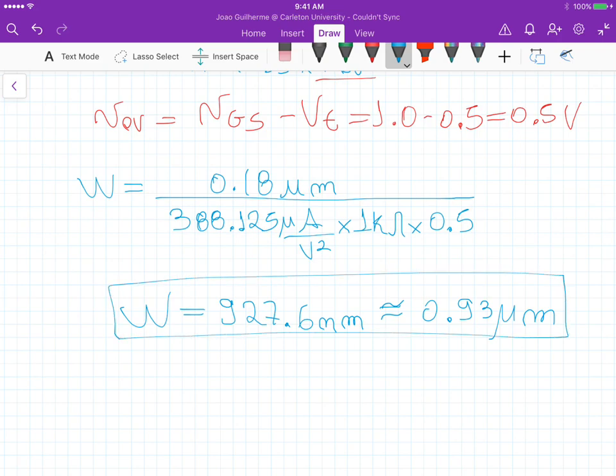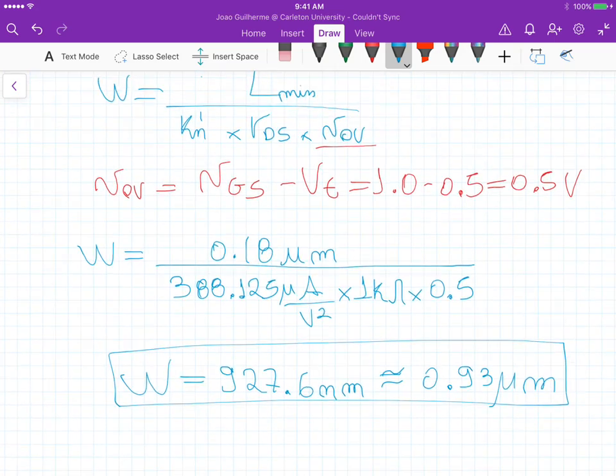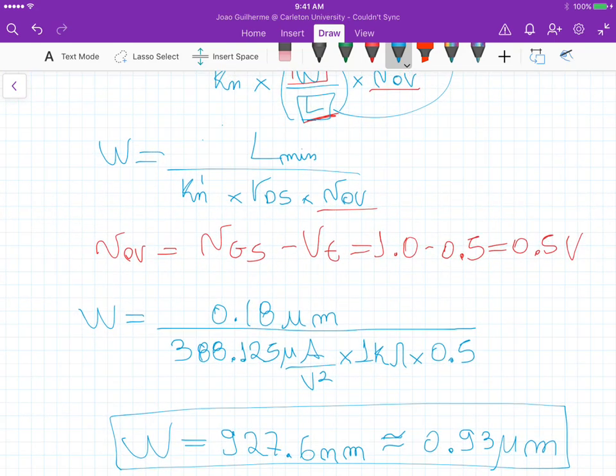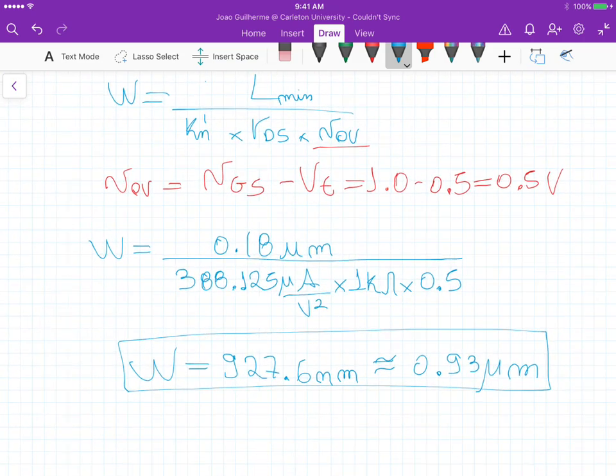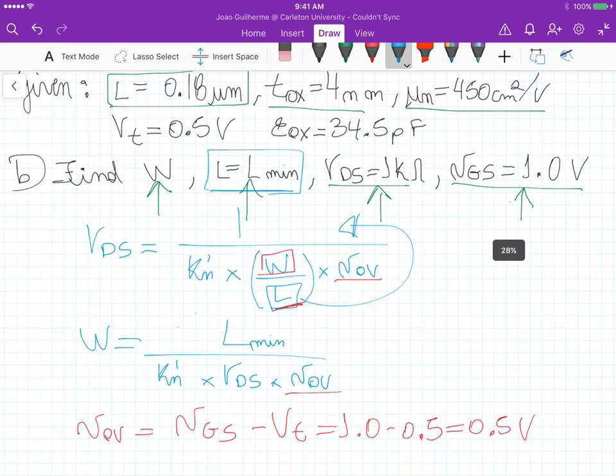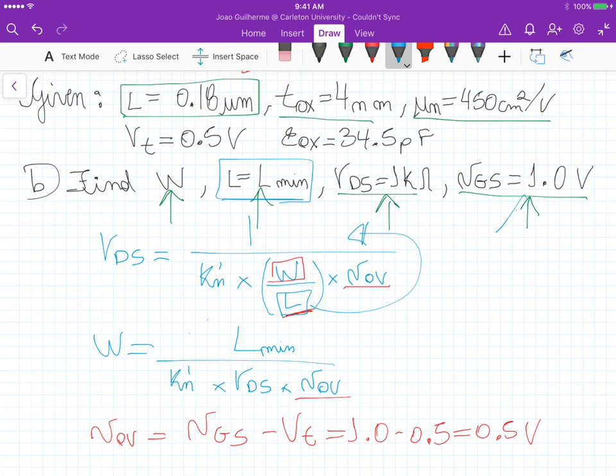So if we have the transistor with the minimum length, that is 0.18 micrometers, and we build this transistor with a width of 0.93 micrometers, and we apply this VGS of 1 volt, considering that the threshold voltage is 0.5, we get this resistance of 1K.